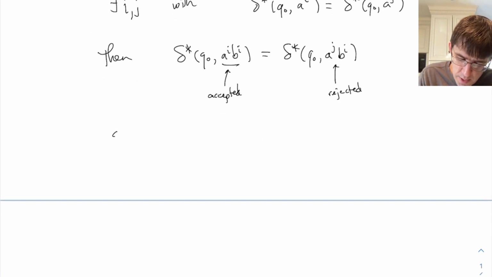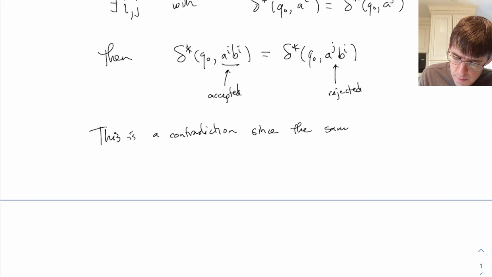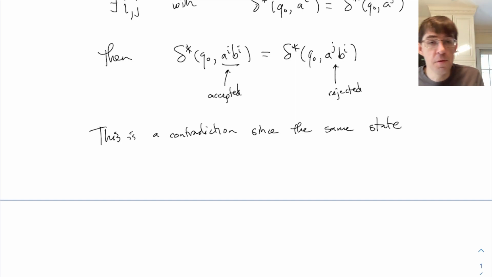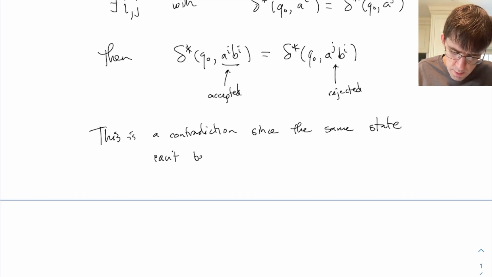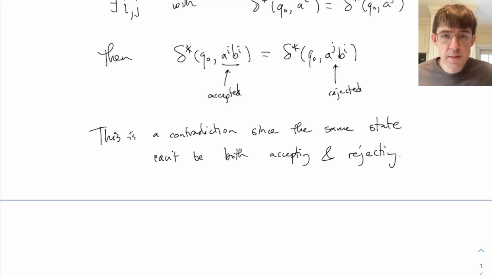All right, and that's a contradiction. That equal sign up there means those are the same state, but on the one side it's accepting and the other side is rejecting. This is a contradiction since the same state can't be both accepting and rejecting. That's how we do it.